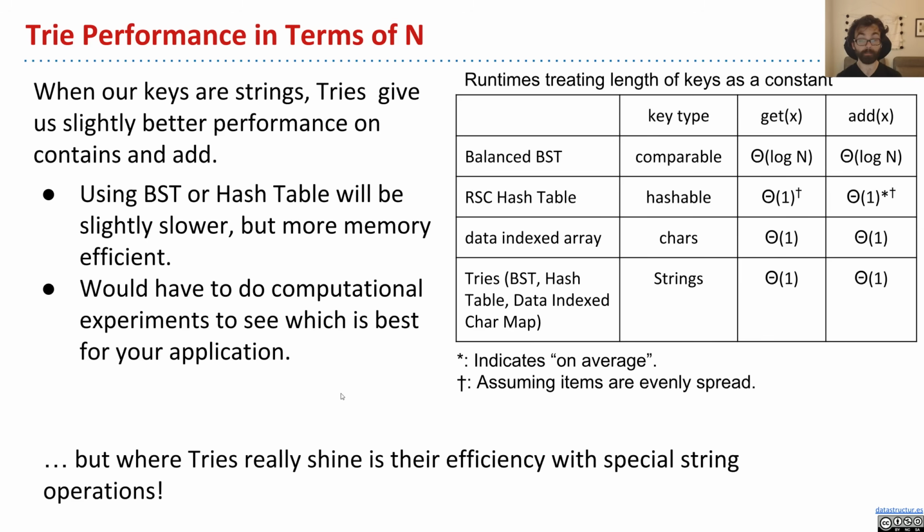If you wanted to actually know which is truly better for your application, you'd have to do some kind of computational experiments, but what we'll see is it's actually not this constant time that's so special. The reason I bothered making this lecture is not that we can go from log time or almost constant time for hash tables to perfectly constant time. What we'll see is that there are special operations that tries support that neither hash tables nor binary search trees can easily support. We'll be talking about that in the videos to come.